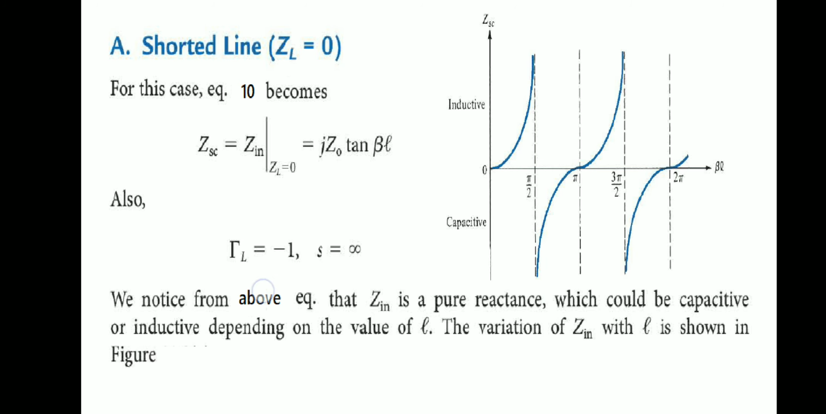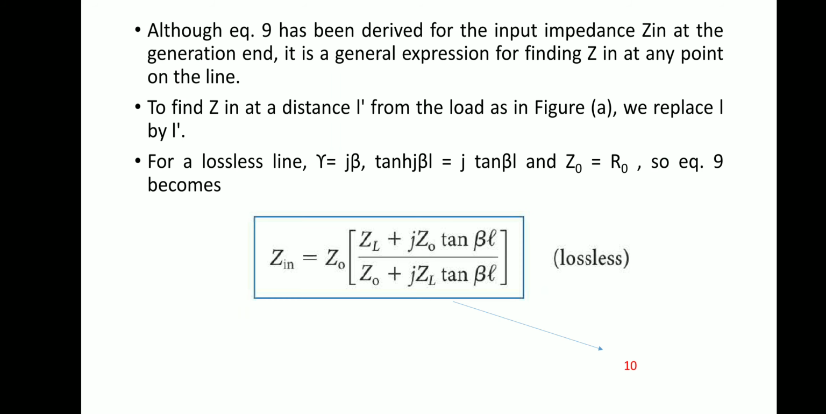Next we can see some special conditions. The first one is the shorted line, that means ZL equal to 0. In this equation, if it is a shorted line then ZL is 0, so you can replace ZL as 0.